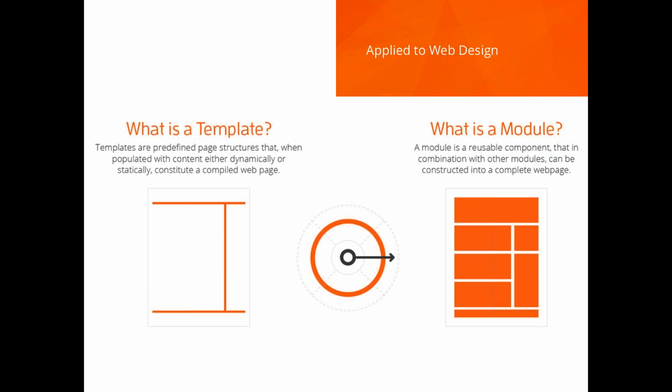So on this example, you have a top nav, a bottom nav, a right menu, and maybe a left bucket of content. Anyone who's worked with WordPress in the past 10 years is probably familiar with that broad concept of a template. On the right, and this is the way we need to start thinking, is the modular approach, which is a reusable component that, in combination with other modules, can be constructed into a complete web page. So this is a very different philosophy, and we're going to talk about those in a second.